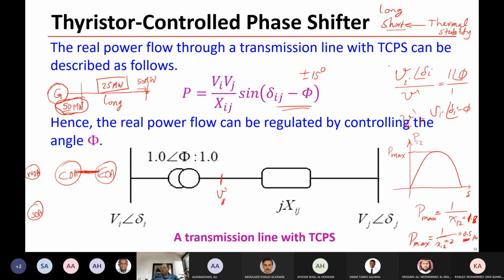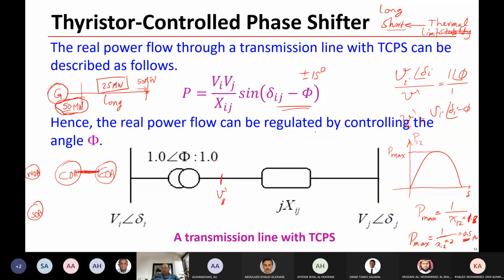There is no issue about stability. It's a thermal limit. So in a short transmission line, what governs the power transfer is the thermal limit of the conductor. You don't need to exceed the current carrying capability of the conductors. So this is the limiting factor.